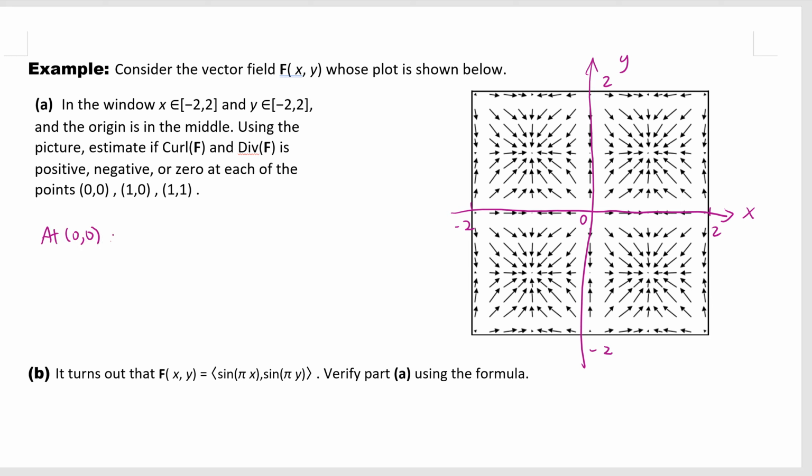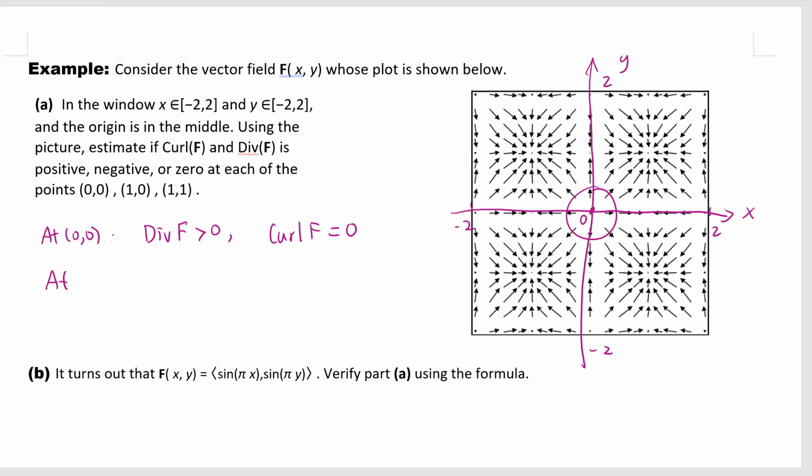At 0, 0, what is divergence? We measure whether it's going out. Do you see the arrows? Are they pointing out? Yes. We do have an outward flow, so here the divergence of f is positive, right? Do you see it rotate? No, it's flowing out, but it's not rotating. So we can see the curl is 0. So far, so good?